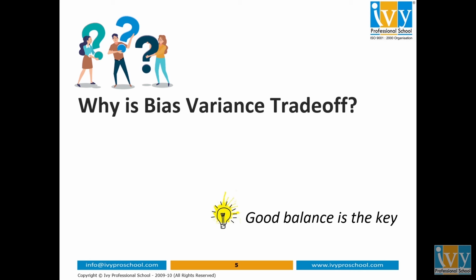If our model is too simple and has few parameters, we have high bias and low variance. While on the other hand, if a model has a large number of parameters, we have a case of high variance and low bias. So we need to find a good balance between these two without underfitting or overfitting our data.